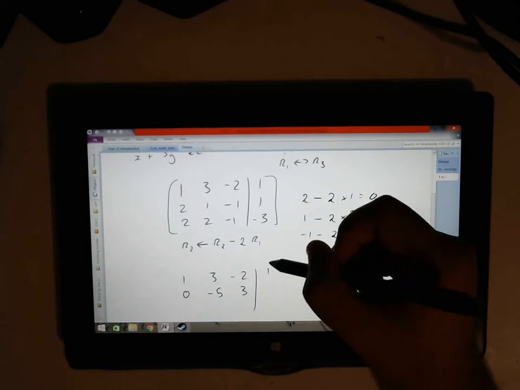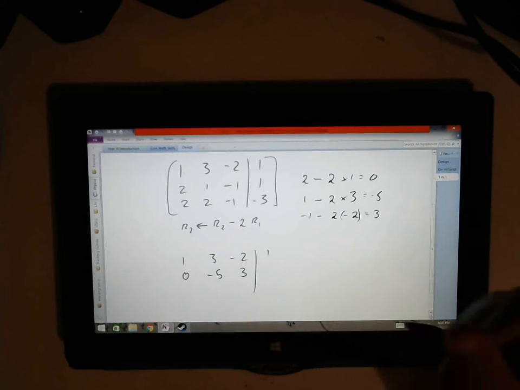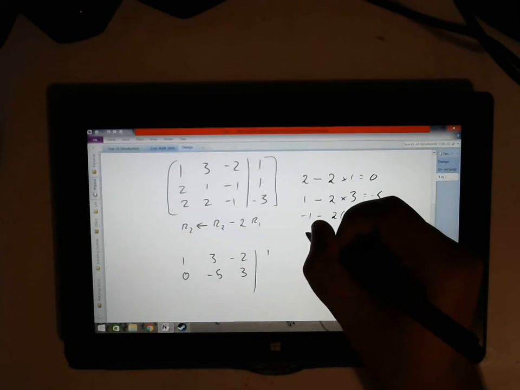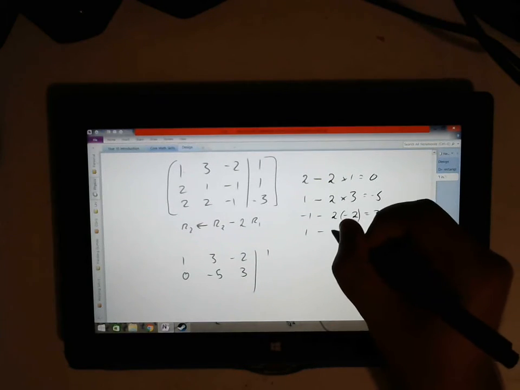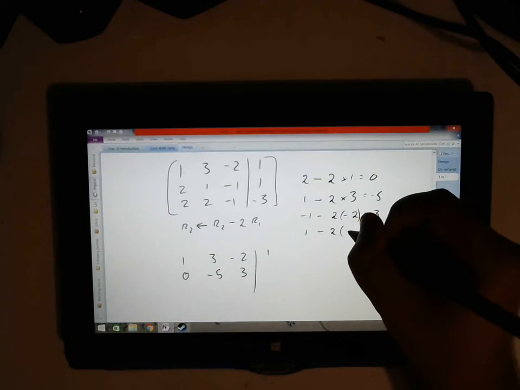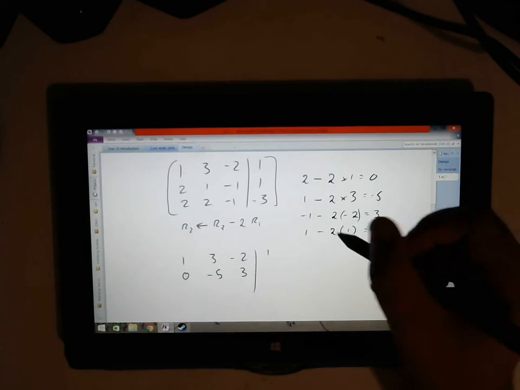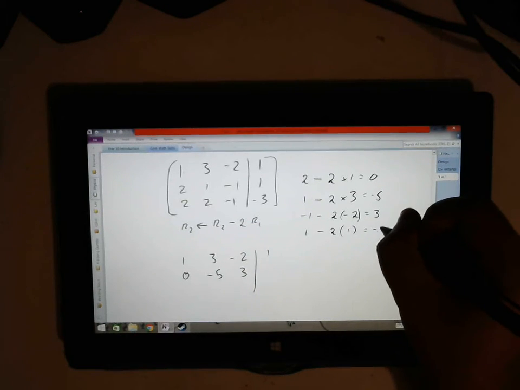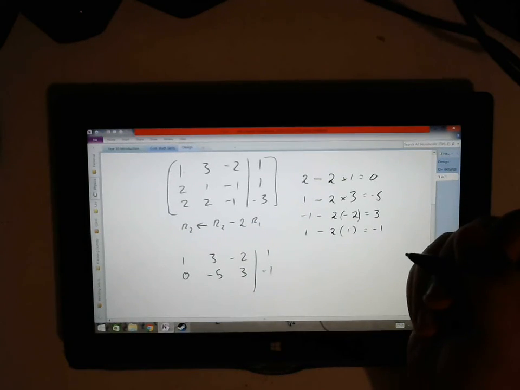But we've also got to do it to this augmented line as well, so can't forget that. So that's going to be, well, 1 take away 2 lots of, well, 1. And we get, well, 1 take away 2 gives us -1. Okay.